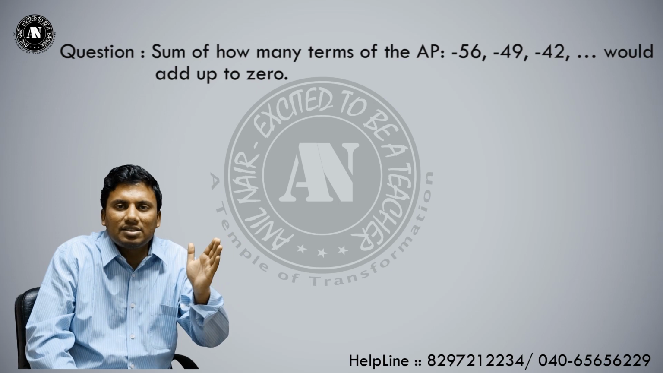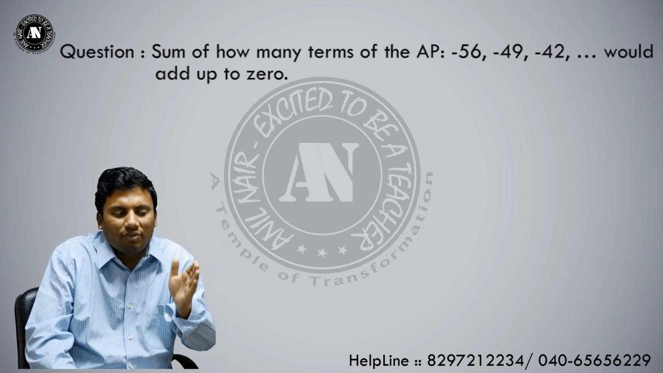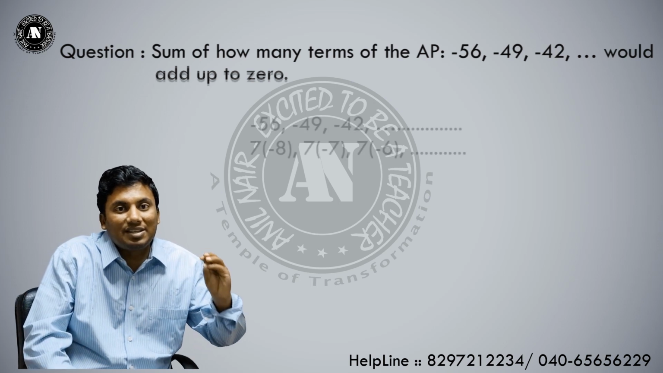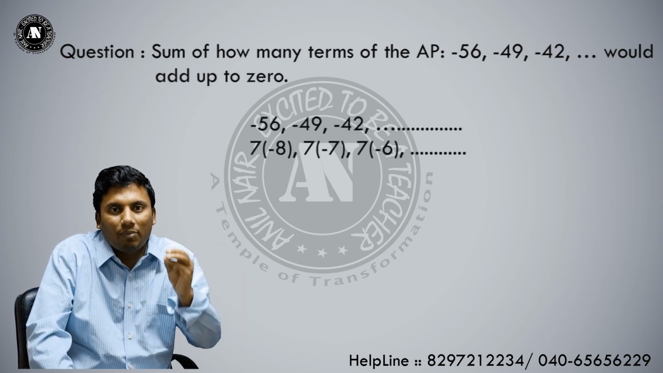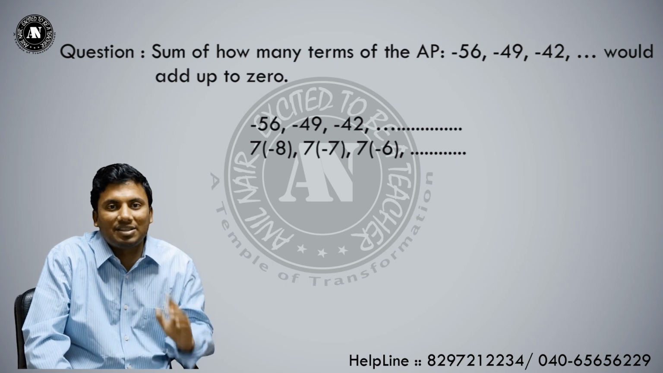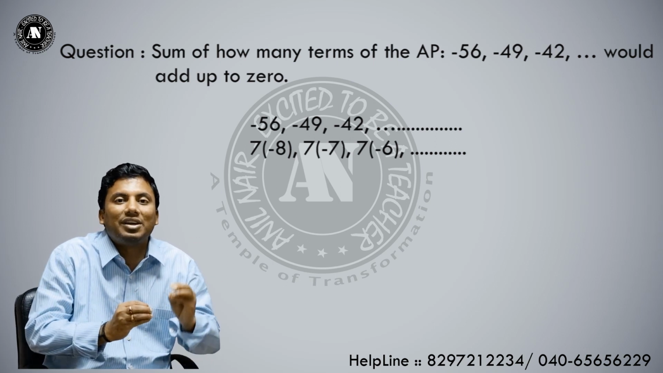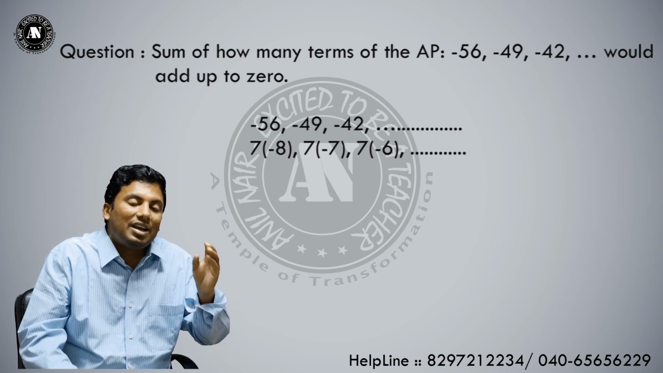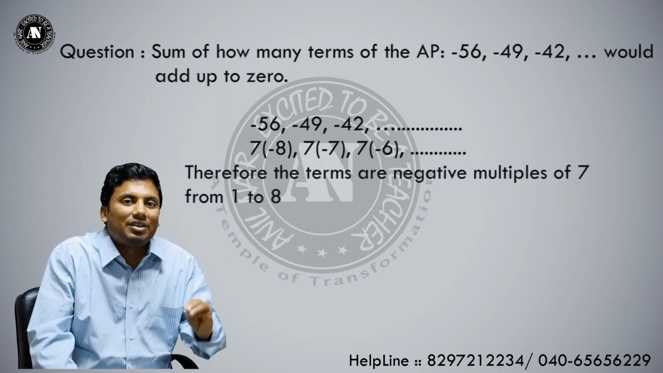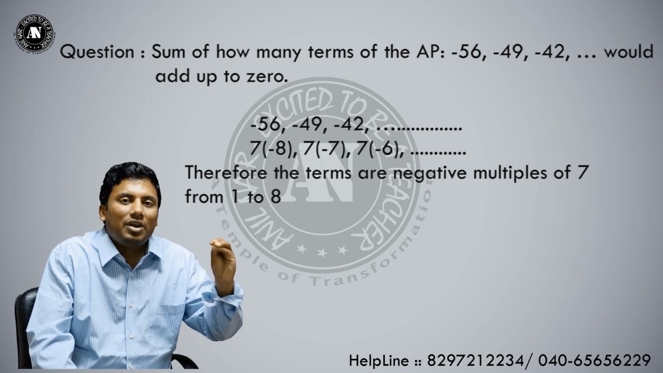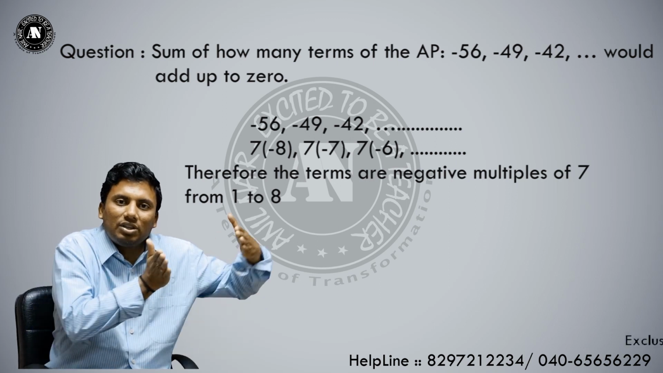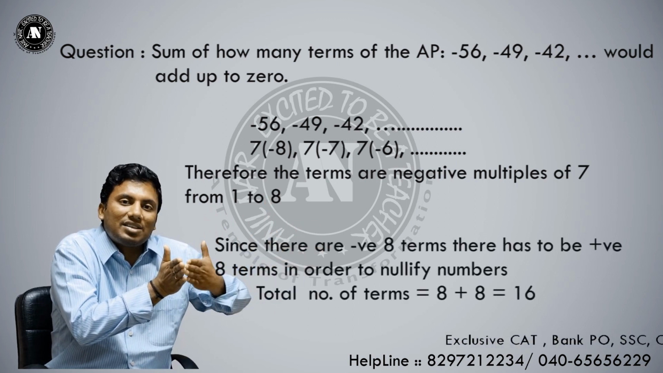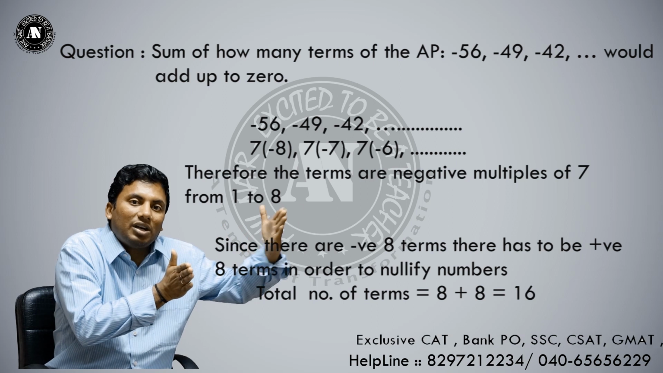Series is given as minus 56, minus 49, minus 42 and so on. Minus 56 is 7 into minus 8. Minus 49 is 7 into minus 7. Minus 42 is 7 into minus 6. That means the series that is given is nothing but the negative multiples of 7 for integers from 1 to 8. Are you all with me? Right. So there are total minus 56 to minus 7, there are negative 8 multiples.